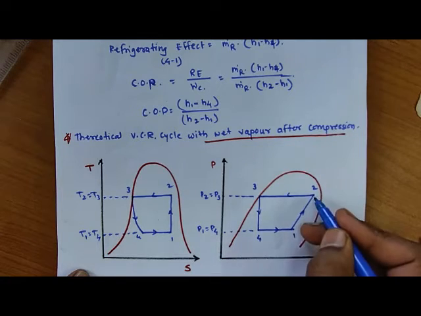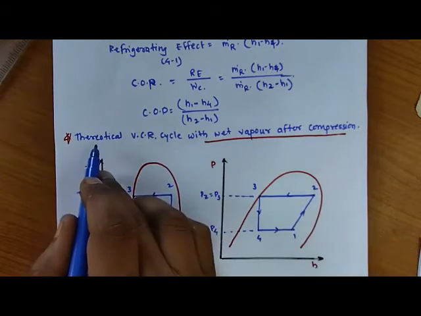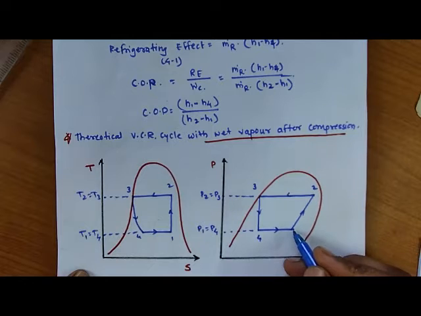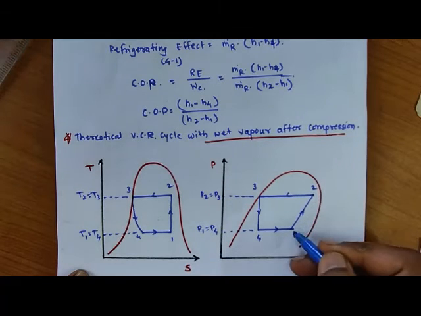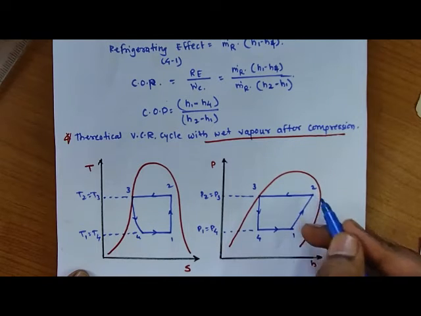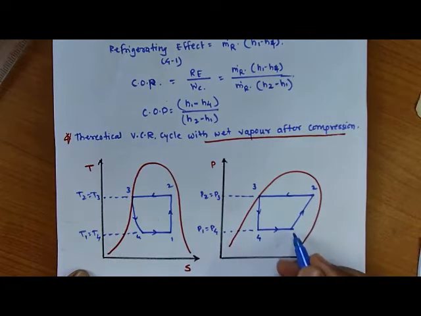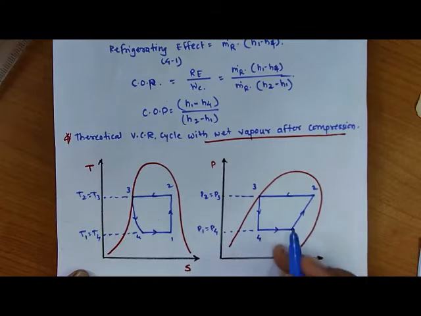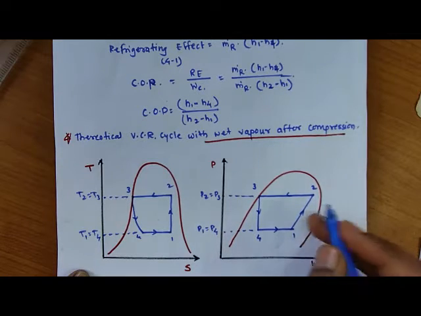And we know that our cycle is theoretical one. So process 1 to 2, the compression process, is considered an isentropic process. So if point number 2 is available inside of the dome, obviously point number 1 is also available inside of the dome, or we can say it is a liquid plus vapor mixture. Okay. So 1 to 2 is the compression process.